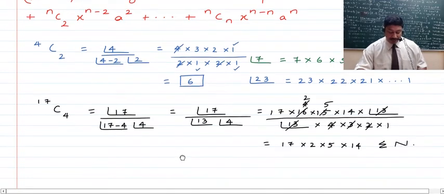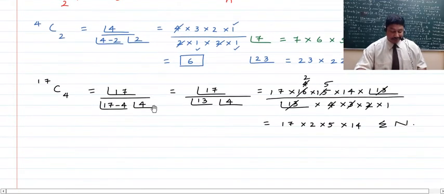For that matter, we also considered a tricky case, that is 17C4. That is going to be equal to the ratio of the factorial of the number in the superfix divided by the factorial of the difference of the numbers in the superfix and the suffix, that is factorial of 17 minus 4.